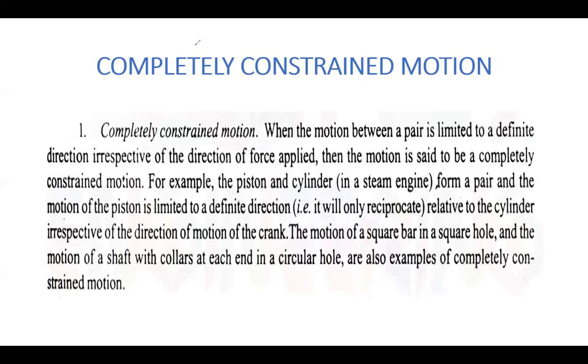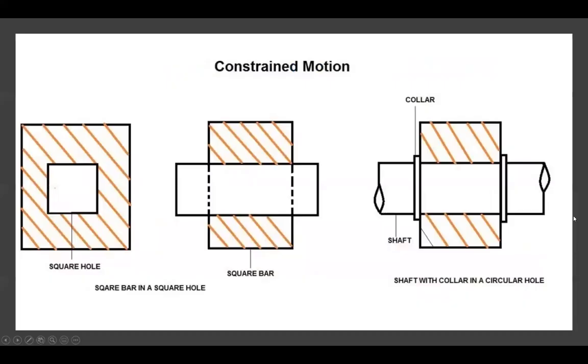Now, moving towards the diagram, this is the general diagram. Diagram shows a circular hole. So a square bar in a square hole. So the square bar will move forward or backward. This is the definite direction, and the shaft with a collar, these are the collars, and the shaft has only circular motion. So these are the constrained motion, that is completely constrained motion.